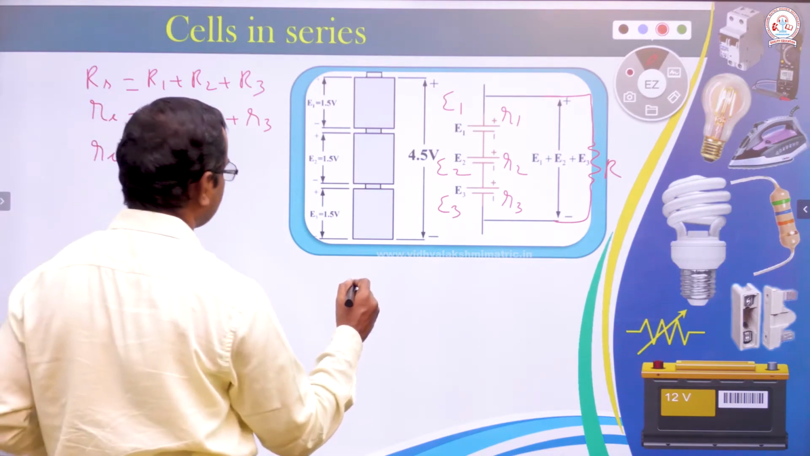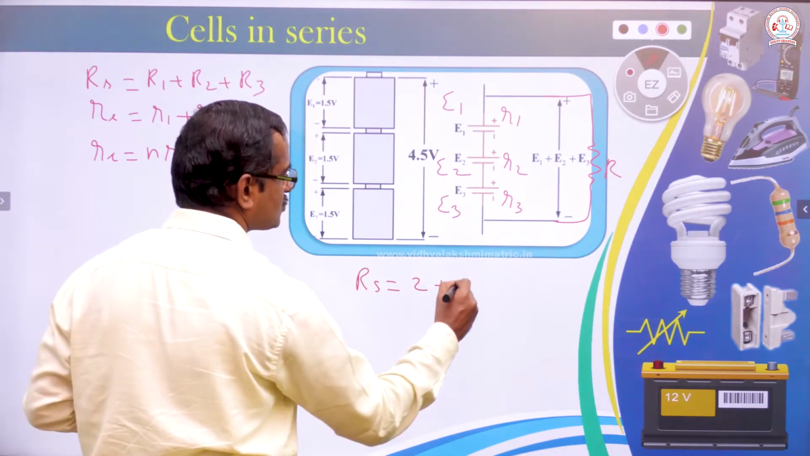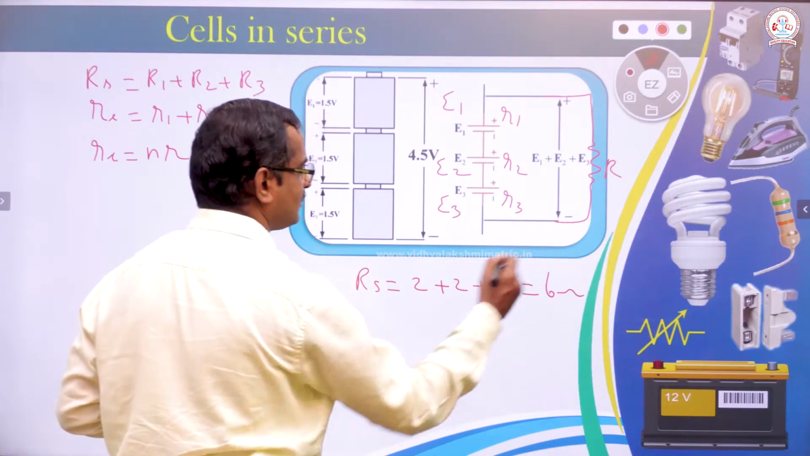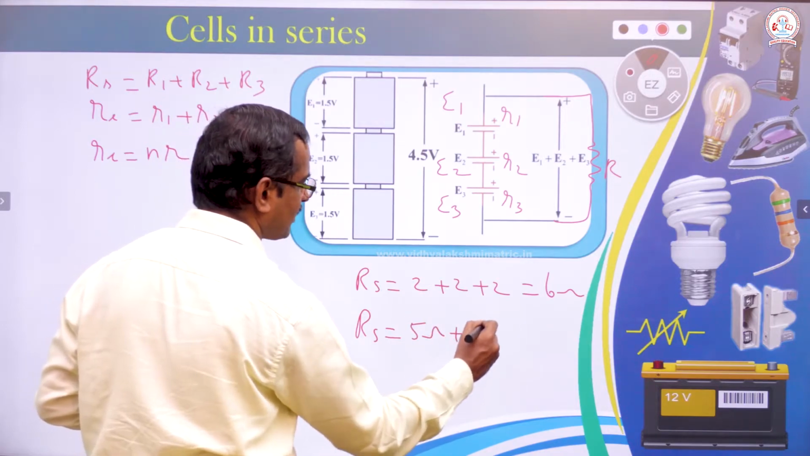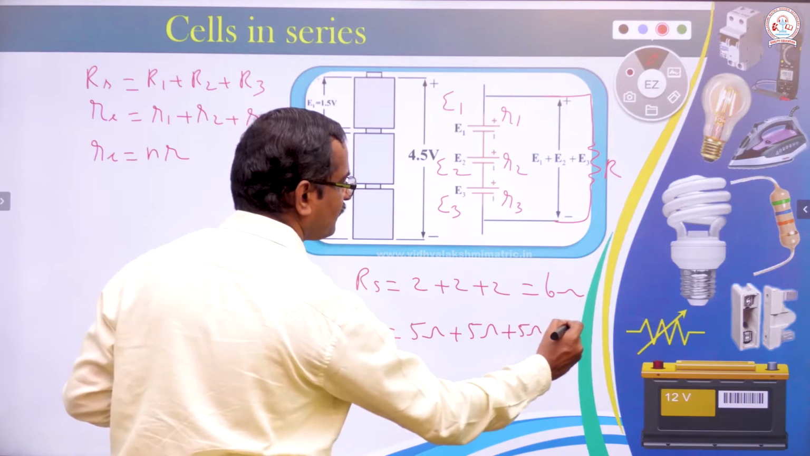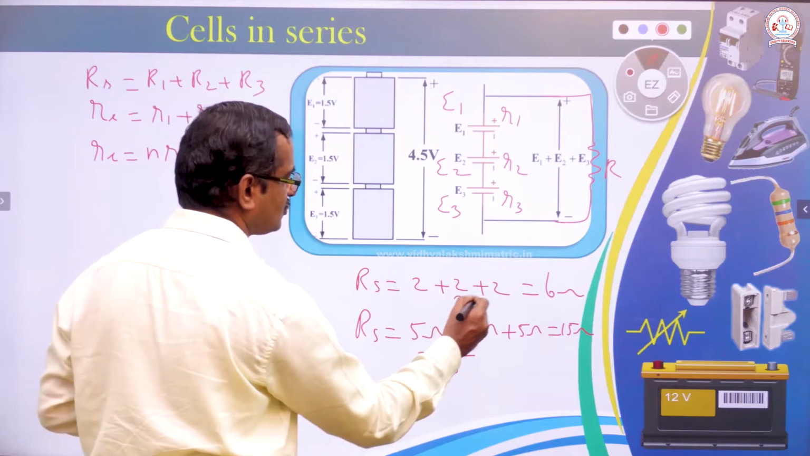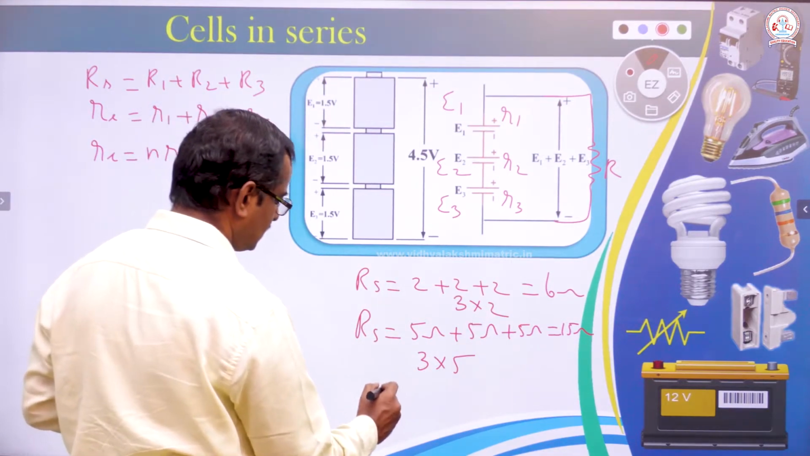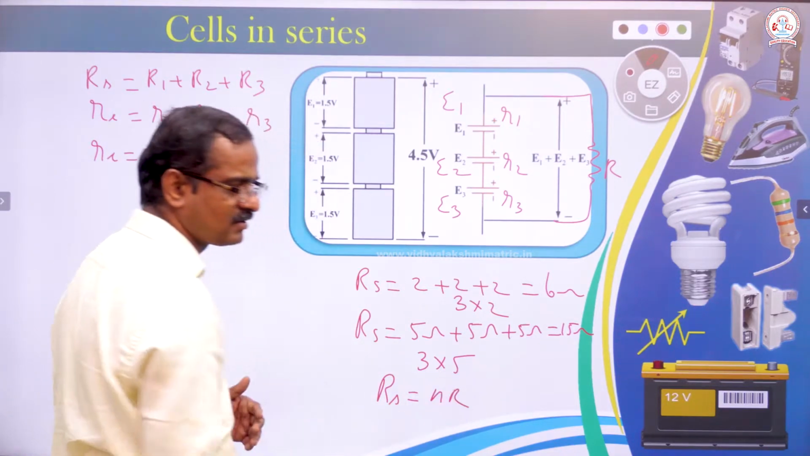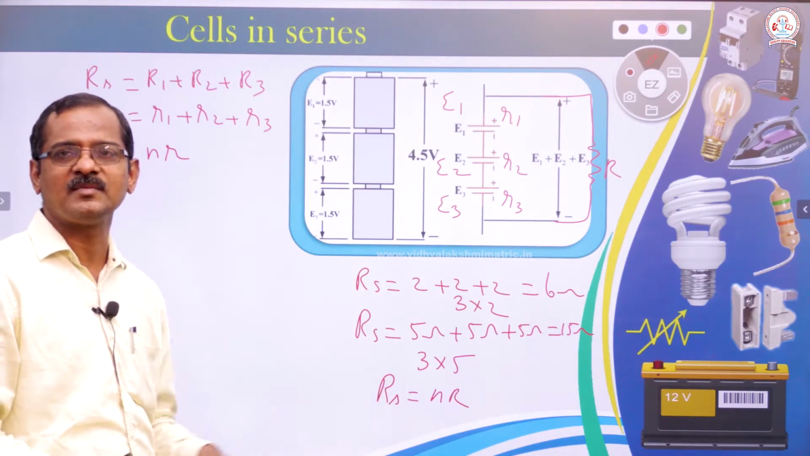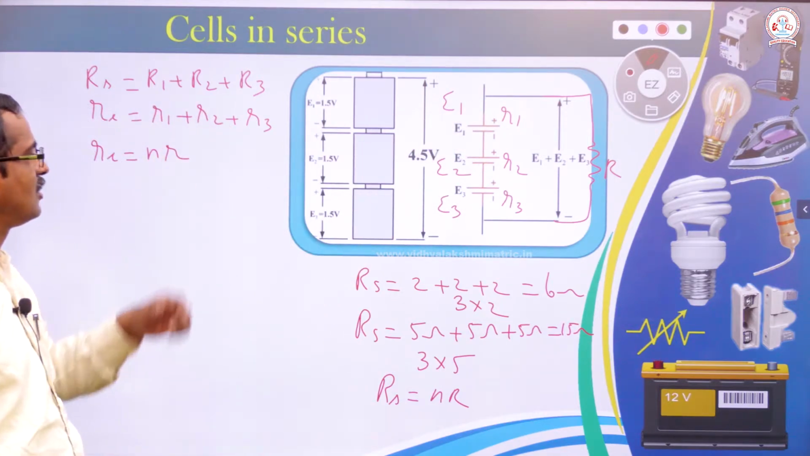For example, just for understanding, R sub x is equal to 2 ohm plus 2 ohm plus 2 ohm, that is equal to 6 ohm, isn't it? If the resistance is 5 ohm plus 5 ohm plus 5 ohm, that is equal to 15 ohm. You see that it is 3 into 5, and here 3 into 2, isn't it? So if the values are equal, the effective resistance is n times r. So the effective resistance for the cells is equal to n into r.